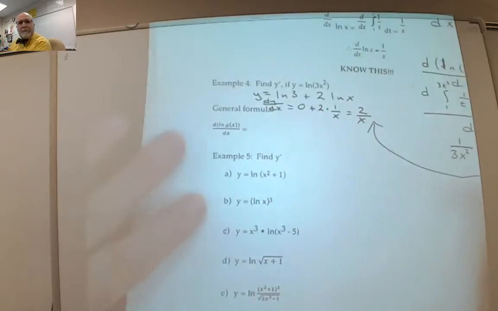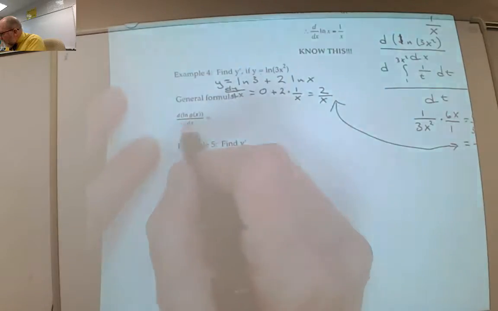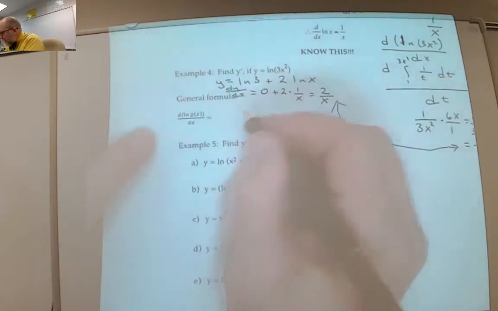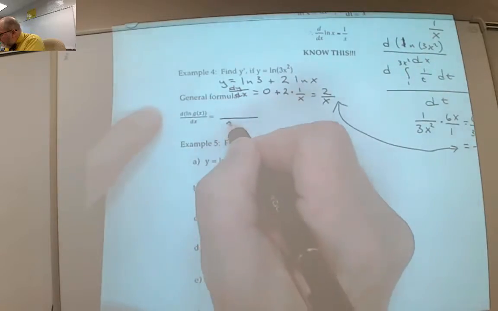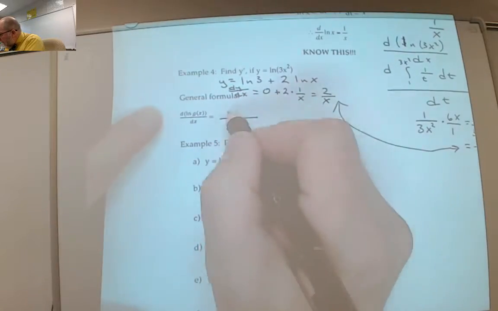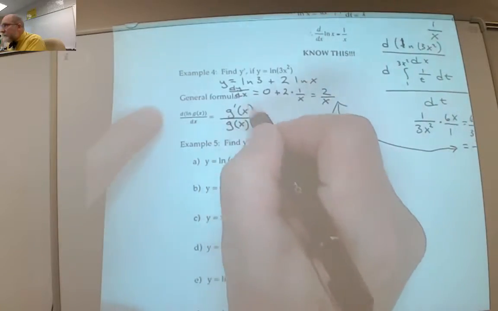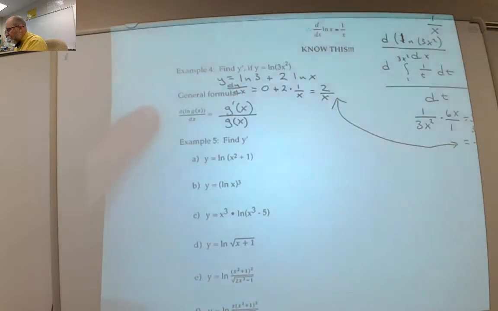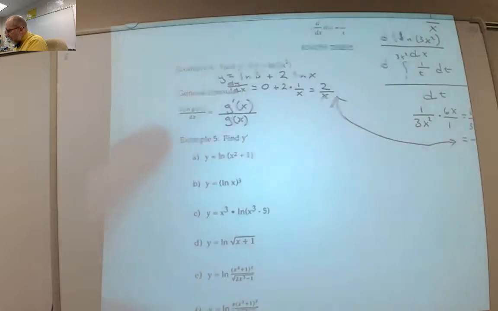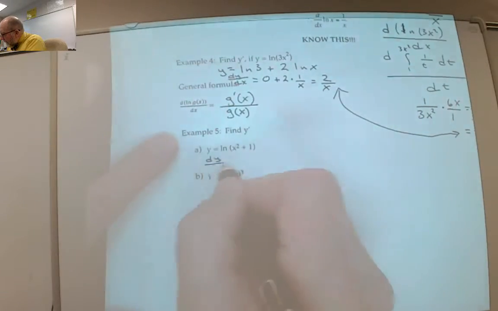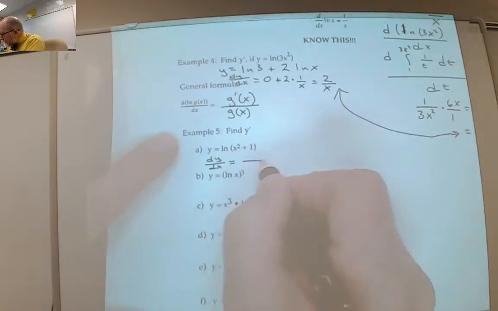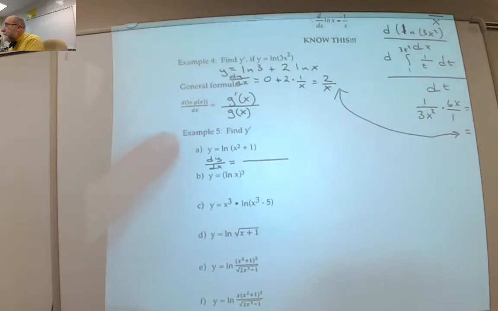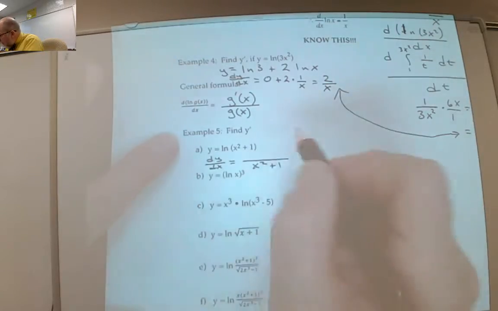The general form of taking the derivative of any natural log is the function is on the bottom and its derivative is on top. The function is on the bottom and its derivative is on top. So Jacob, what will go on the bottom? X squared plus 1. And what would go on top? What's the derivative of x squared plus 1? 2x. And you're done.